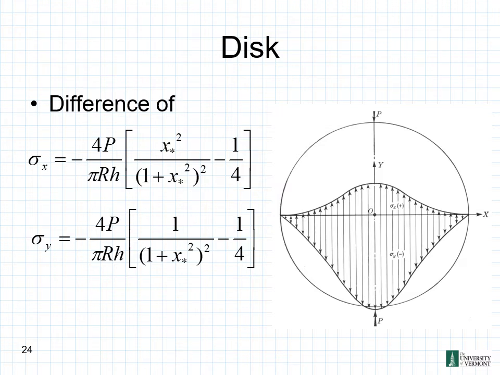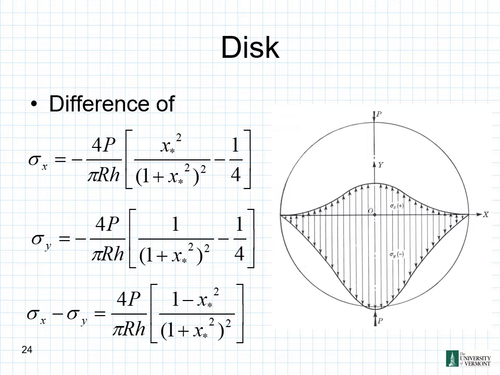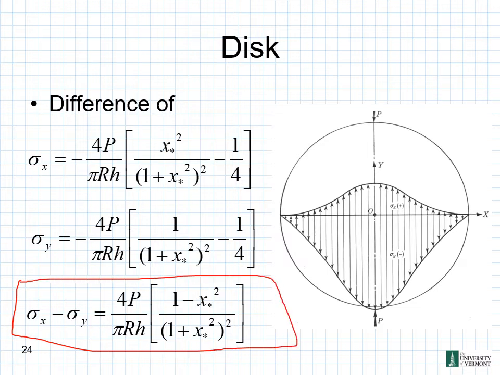So for this disk here, we have the difference of sigma x and sigma y. We take the difference between those two equations right there and subtract them. Come down and we end up with this relationship right here. So our sigma x minus our sigma y is equal to our 4p over our pi r h times now our 1 minus that x star squared. Again, that's our x over our capital R there. All divided by 1 plus x star squared again. So we've seen this relationship before. This is our difference between our sigma x and our sigma y.